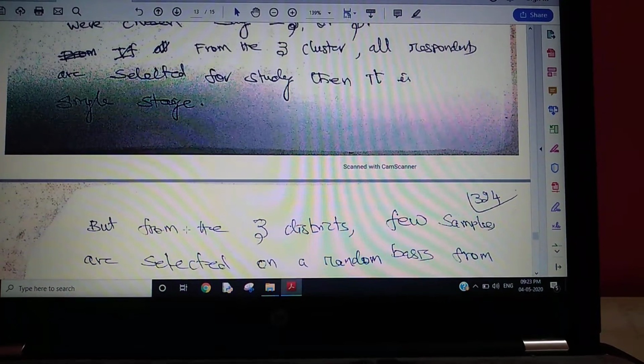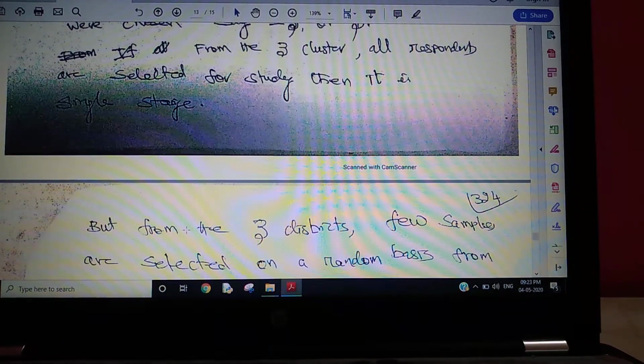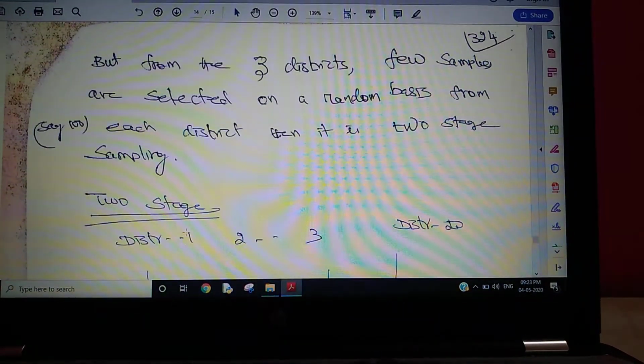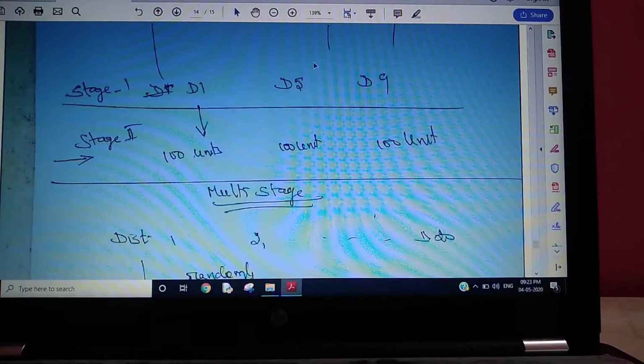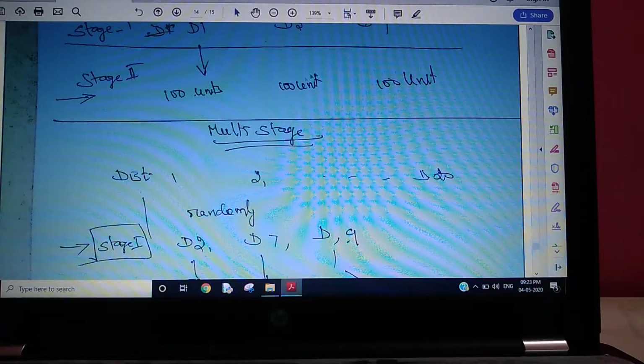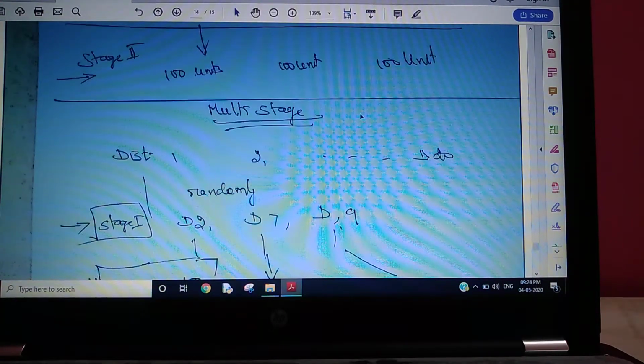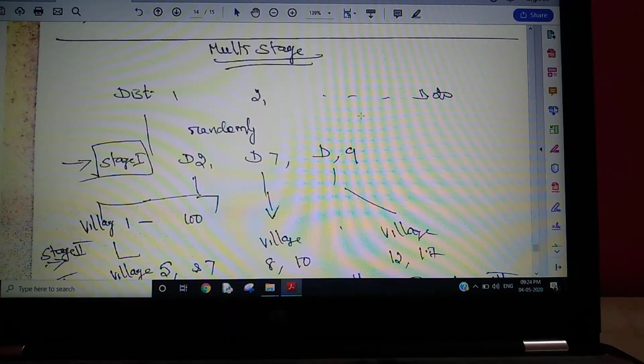Okay, taking all the respondents of a district, the complete population, is not possible, so we go for the second stage. From these 3 districts, some 100 members or 1000 members on a random basis. Okay. So 2-stage: district 1, district 2, district 20 or 37. On a random basis, district 1, district 5 and district 9, and from each district, 100 or 1000. Then multi-stage, the next version of the 2-stage.